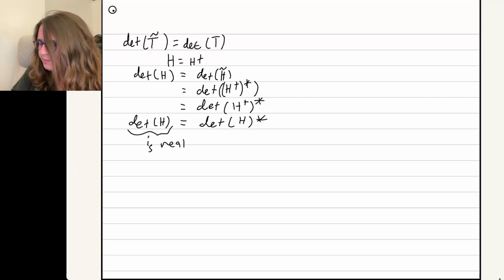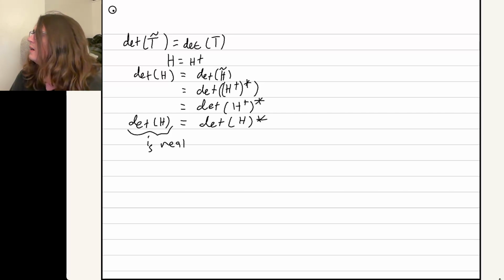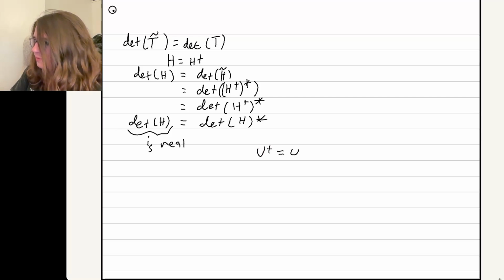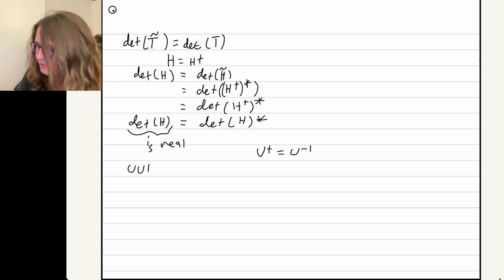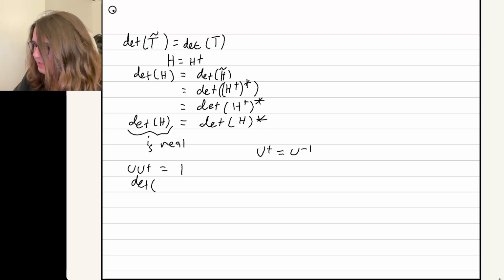Is real. Awesome. The next thing that we want to do is prove that the determinant of a unitary matrix is equal to 1. So unitary matrices being ones where you have U dagger is equal to U inverse, or more concisely, that U U dagger is equal to the identity matrix, right? So we can take the determinant of both sides of this equation. Determinant of U U dagger is equal to the determinant of the identity matrix.